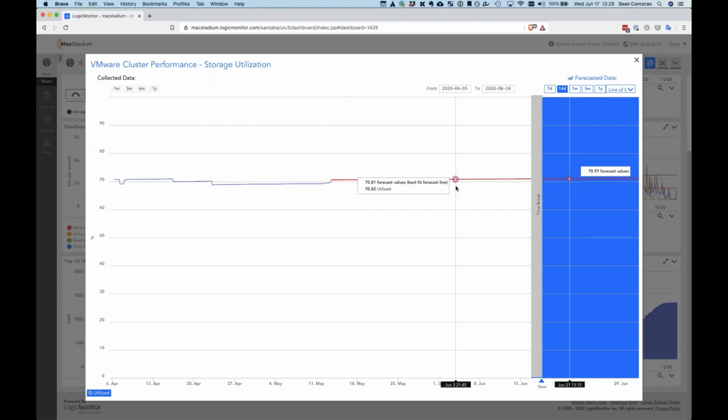We like flat. It's predictable, right? You can go to your finance team and say, I'm not going to need any more storage for the next 3 months, 6 months, whatever it may be. And finance teams like that.